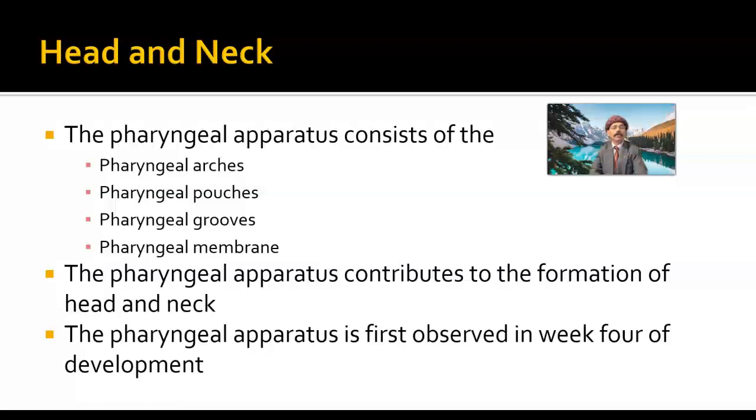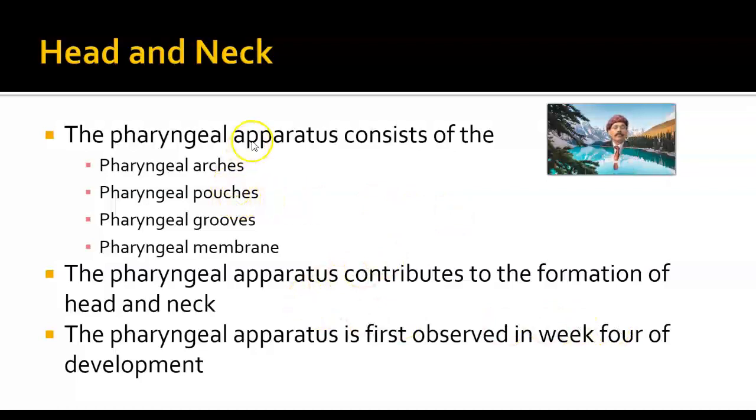Today I will discuss the development of the pharyngeal apparatus. The pharyngeal apparatus is very important for the development of the head and neck. It is also called the branchial apparatus because the embryo of the head and neck of humans is similar to that of the developing branchial arches and gills of the fish.